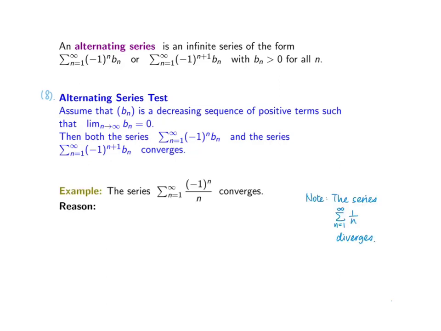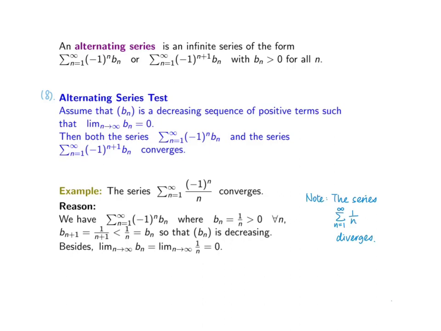Let's refer to the following example. We have the series. It is a form of an alternating series because it has the alternating sign (-1)^n in each of the general terms, and together Bn equals 1 over n, which is positive for all n. We can see that the sequence Bn is decreasing because Bn+1 is always less than Bn for all n, and the limit of Bn equals 0. Therefore, by the alternating series test, this series converges.